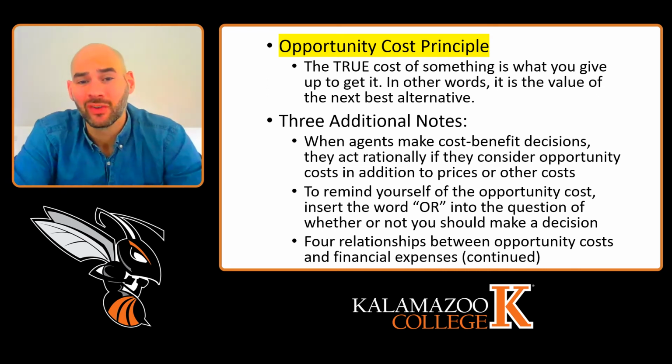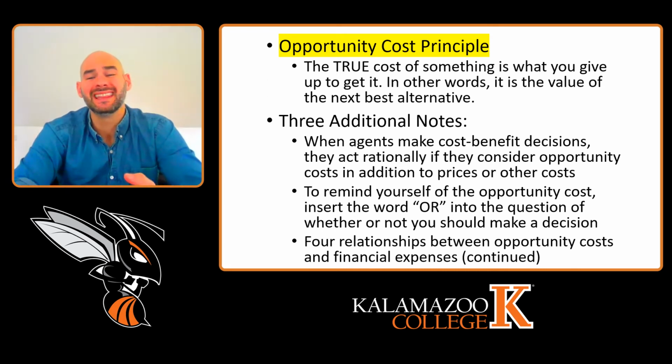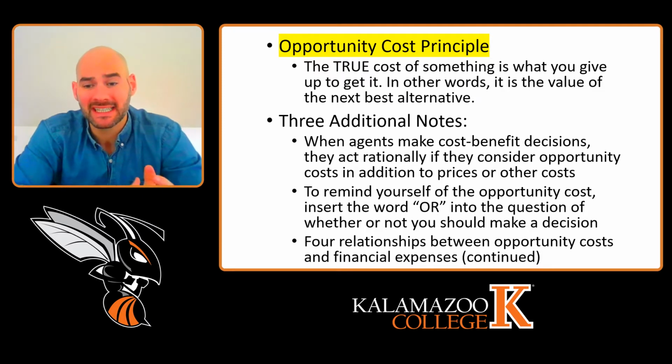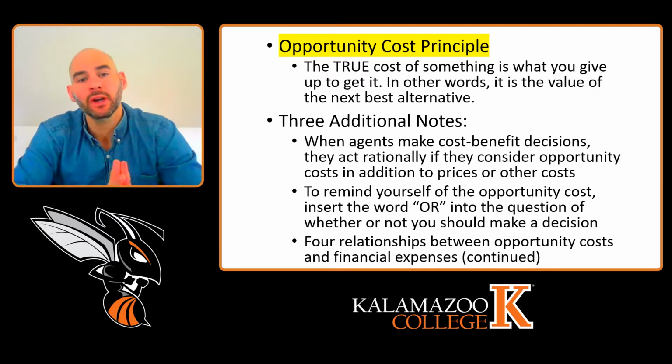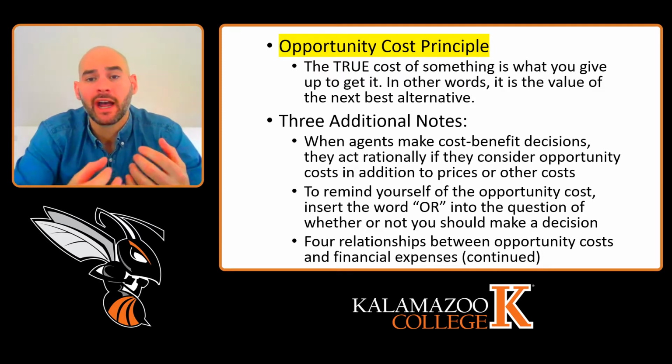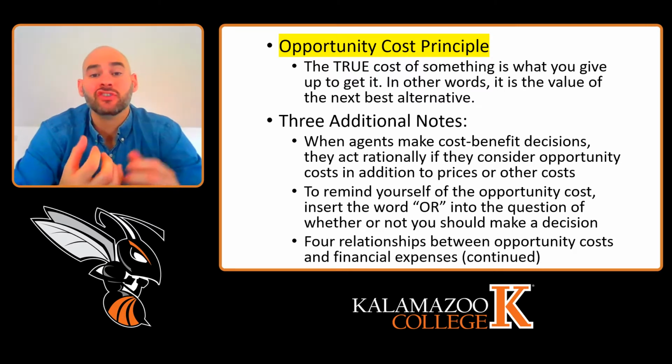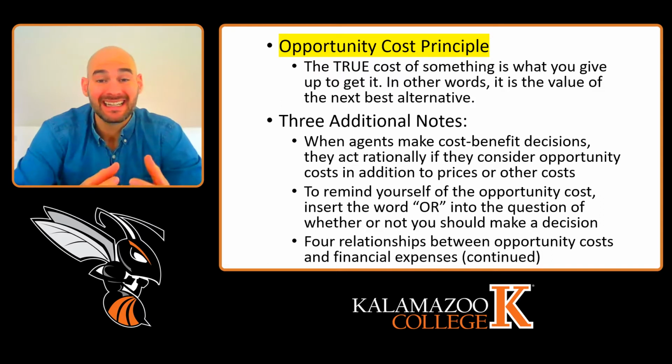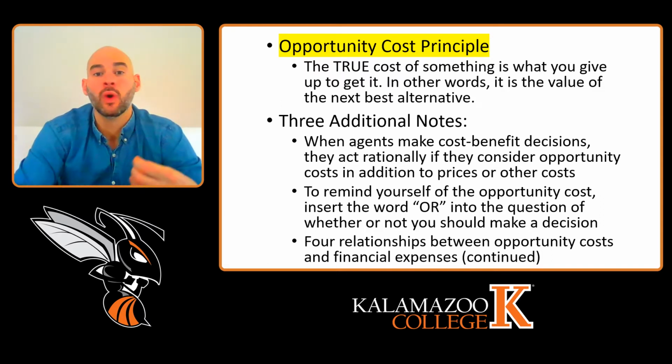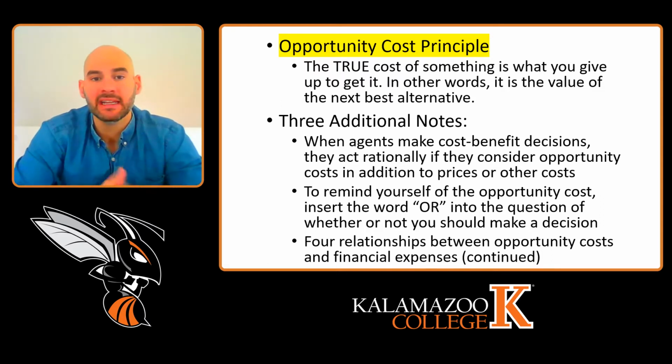Okay, so the second principle, the opportunity cost principle, I think is a little bit less obvious, but it's just as important. So the opportunity cost principle states that the true cost of something is what you give up to get it. Now that seems obvious, right? If you want to buy a new laptop, what you give up is $1,000 or something along there.